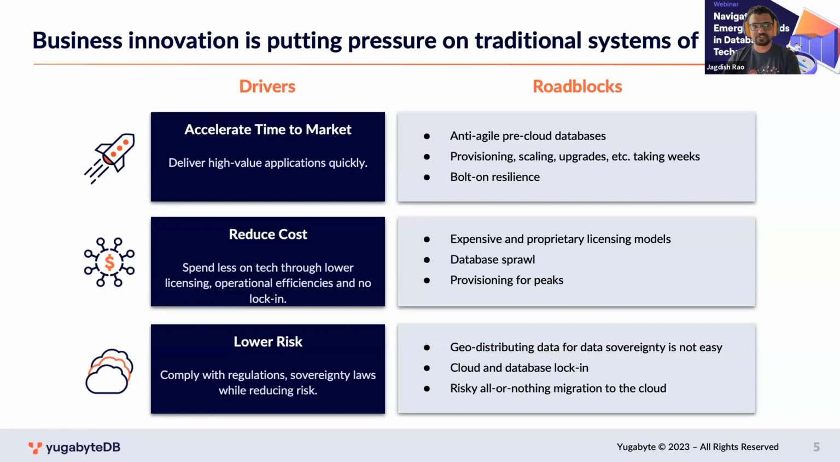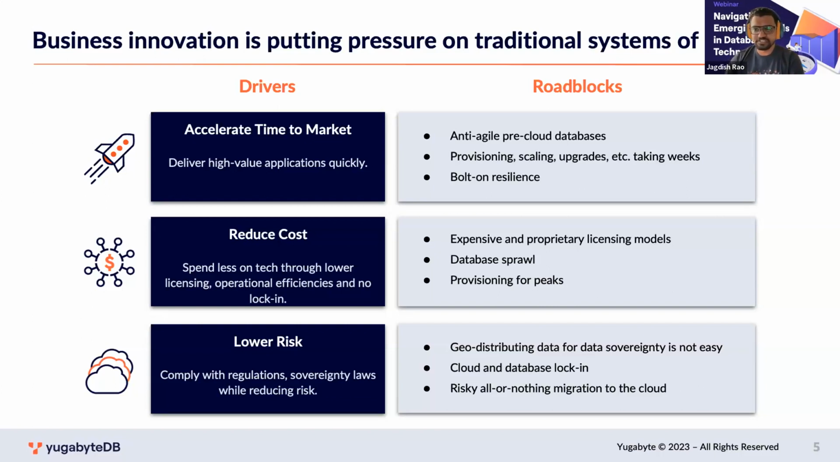Now, having the driver of accelerated speed to market, the roadblocks that organizations meet these days are anti-agile, pre-cloud databases which are not sound enough to cater to their GTM strategies. Provisioning, scaling, and upgrades also take weeks to deploy the infrastructure and the application, and by the time they are ready to go to market, they have lost a considerable amount of time, maybe in a matter of months or years. That is when they keep lagging behind on their schedules. And again, bolt-on resilience is also a strong factor bringing down their go-to-market strategies.